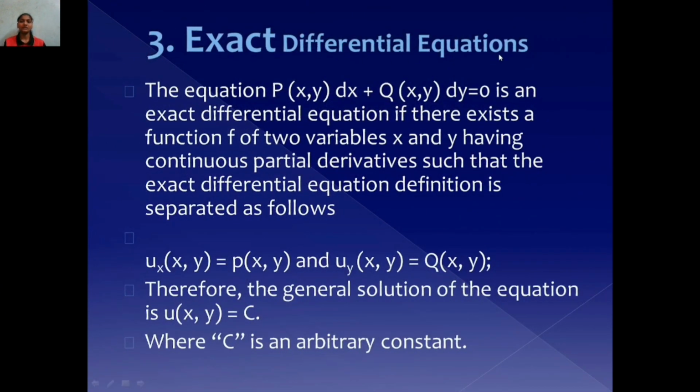Third one is exact differential equations. The equation p of x comma y dx plus q of x comma y dy is equal to 0 is an exact differential equation if there exists a function u of two variables x comma y having continuous partial derivatives such that u x of x comma y is equal to p of x comma y and u y of x comma y is equal to q of x comma y. Therefore, the general solution of the equation is u of x comma y is equal to c, where c is an arbitrary constant.